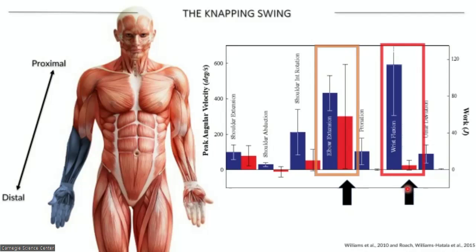But if you look at work, it's not what you would expect given the velocities that we're reaching. So look at the elbow here. The elbow is moving pretty fast and it's producing a good amount of work. And it's passing that work on to the wrist, which is moving the fastest and producing virtually no work. So the wrist can move as quickly as it does because it's moving like the end of a whip. It's benefiting from all of that rapid motion that's occurring at the elbow.